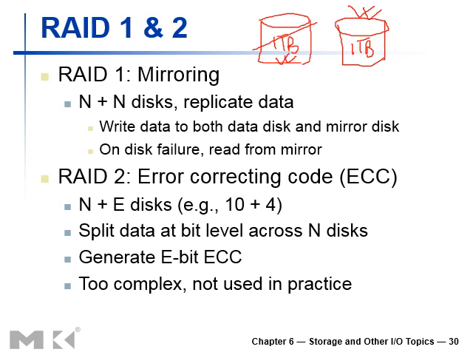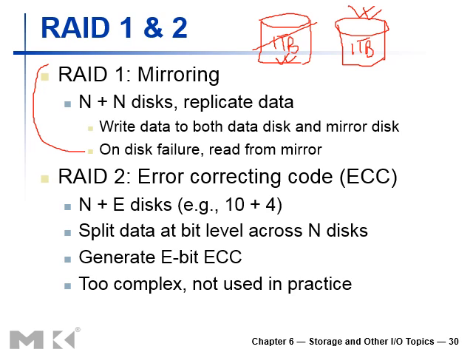In the RAID 1 concept, we use mirroring, and we have n plus n disks to replicate the data. If we have n disks of data, we require n disks to replicate the data as well. So we write the data to both disks, and on one disk failure, we read from the mirror. That was the concept introduced in RAID 1.